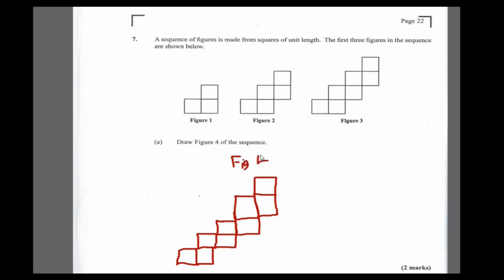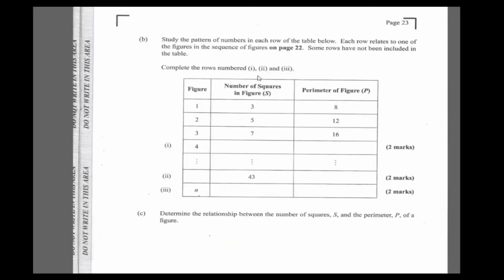So figure 4, how many squares? 1, 2, 3, 4, 5, 6, 7, 8, 9. So 2 more than 7 is 9. This must be 5, and this must be 3. So that's figure 4. You just add on 2 squares. Nothing special. So the number of squares for figure 4 is 9.